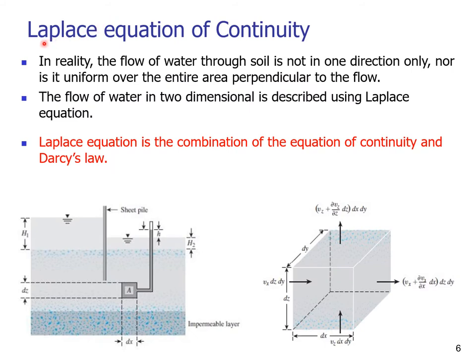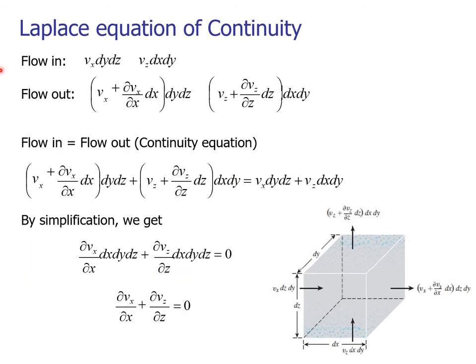Laplace equation of continuity. In reality, the flow of water through soil is not in one direction only, nor is it uniform over the entire area perpendicular to the flow. The flow of water in two dimensions is described using the Laplace equation. The Laplace equation is the combination of the equation of continuity and Darcy's law. Considering the Laplace equation of continuity, ultimately we get this equation.